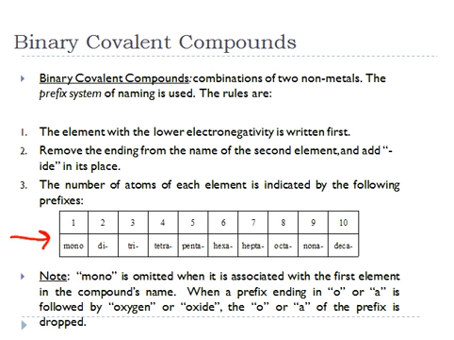So note, mono is omitted when it is associated with the first element in the compound's name. For example, an O or an A of the prefix can also be dropped. So for example, carbon monoxide, the formula is CO. If you look at it, we name the first element carbon. Then we name the second element, which is oxygen, but we have to change the ending to IDE. So instead of writing oxygen down, I'm actually just going to write oxide.